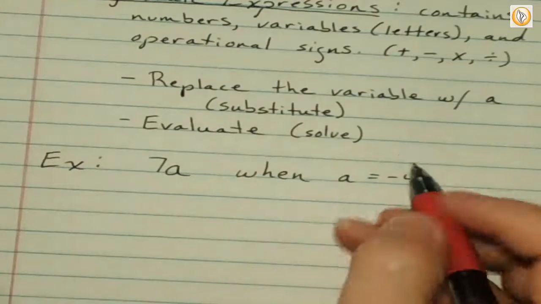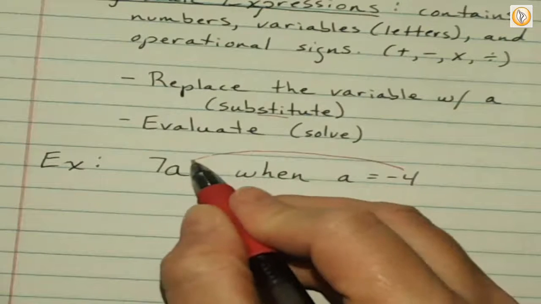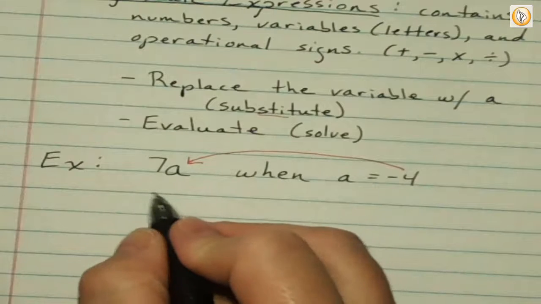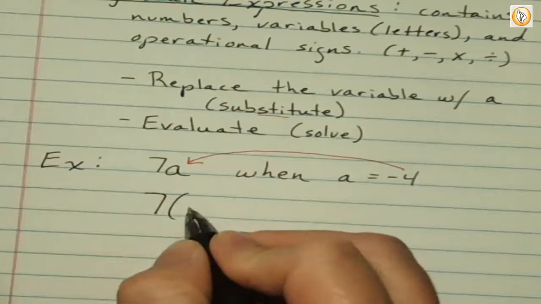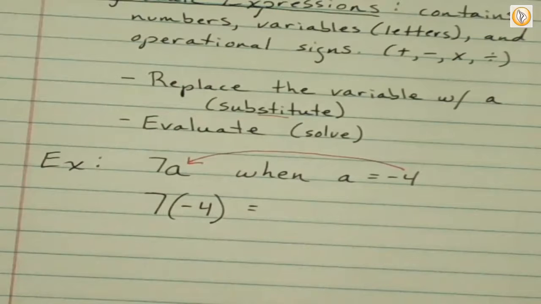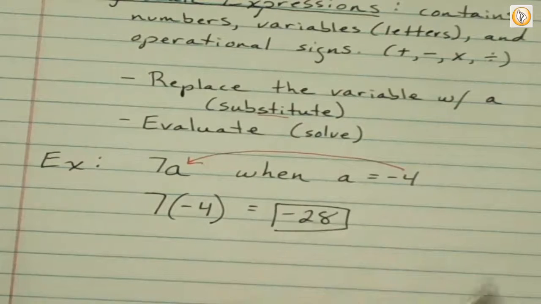So you replace or substitute the A with -4. So it looks like this: 7 times -4. So, Joseph, what is 7 times -4? And that's what you are doing today. It's not hard at all.